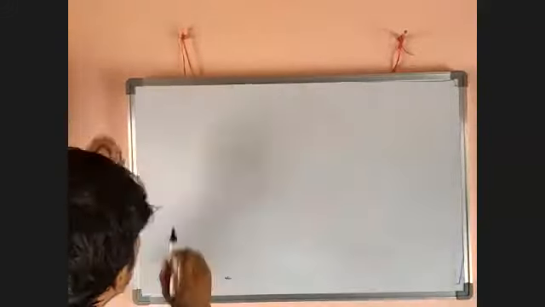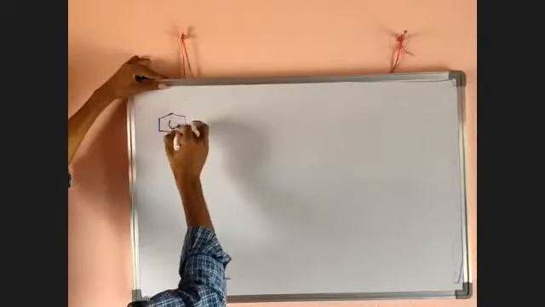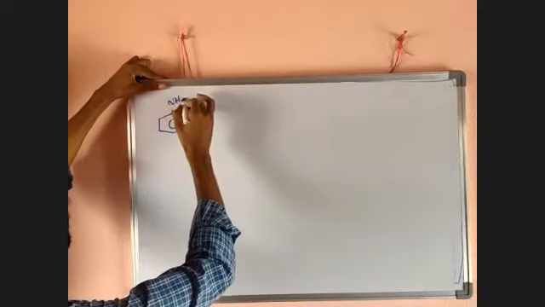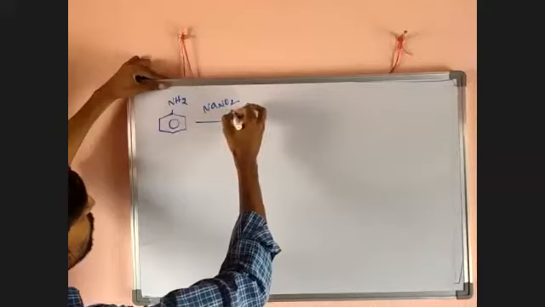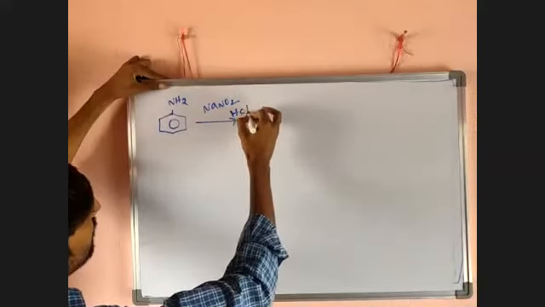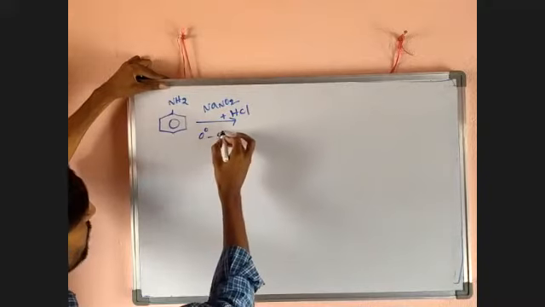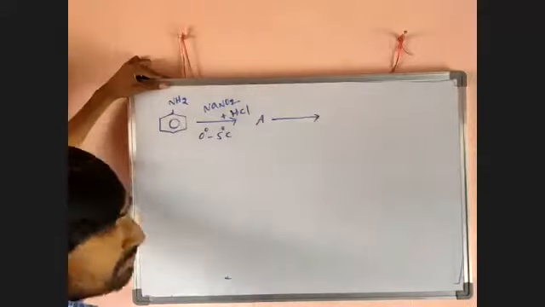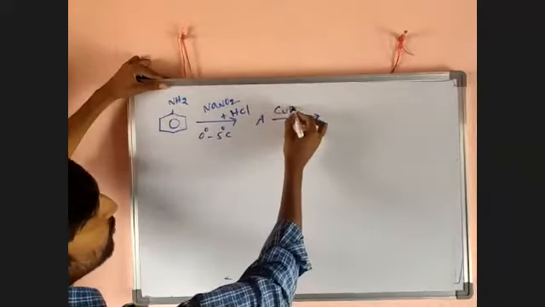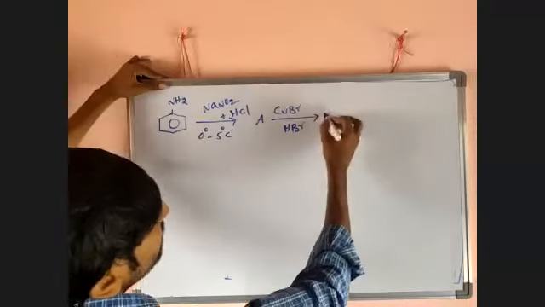So then how to take a compound like this? And H2. Here I want to take NaNO2, HCl plus NaNO2 plus HCl, 0 to 5 degrees centigrade, you have to maintain the temperature. You will get A. When it is treated with CuBr with HBr, you will get B.